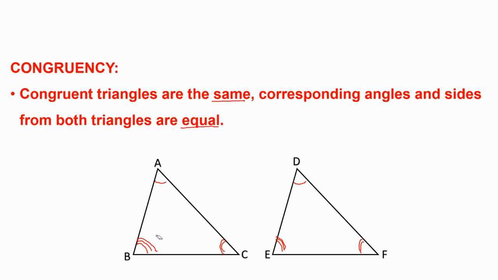Let me erase that part. Okay, so congruent triangles have the same corresponding angles and sides. Corresponding angles and corresponding sides from both triangles are equal. That's congruency. If triangle ABC is congruent to triangle DEF, then what?